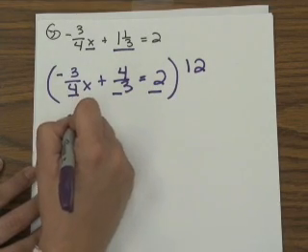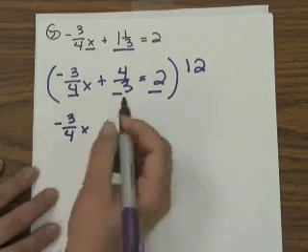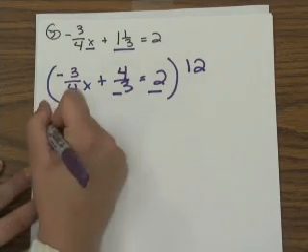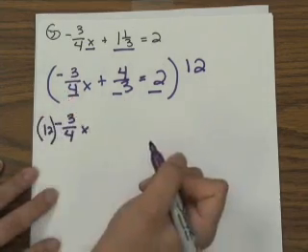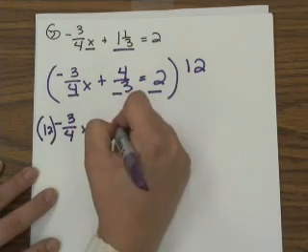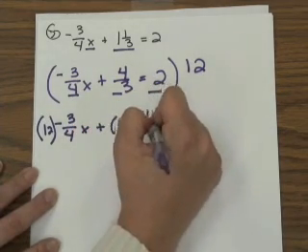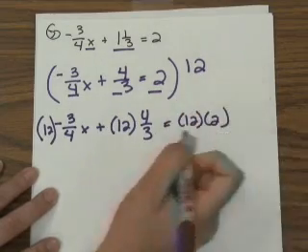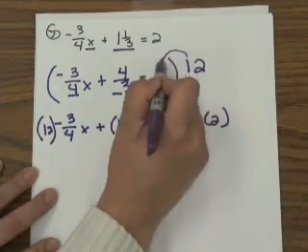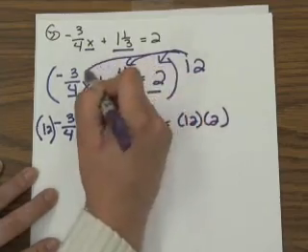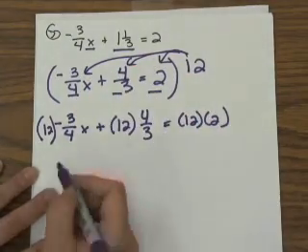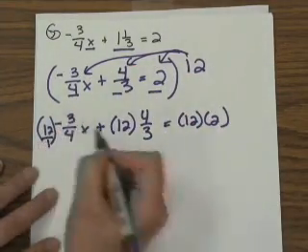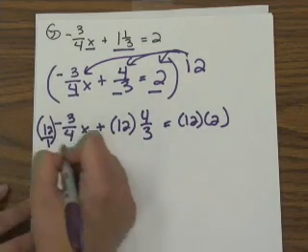So I'm going to have negative 3 over 4 x multiplied by 12. I'm going to have 12 multiplied by 4 over 3. And I'm also going to multiply 12 by 2. So as you can see, what I did was I distributed the 12 to everything inside those parentheses that I made. So what happens here is make the whole number into a fraction so you can cancel.